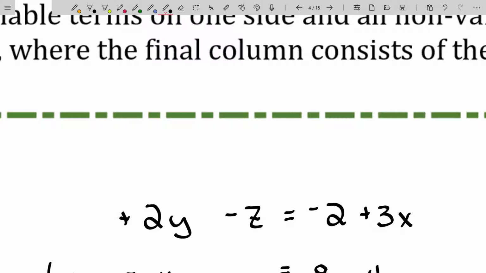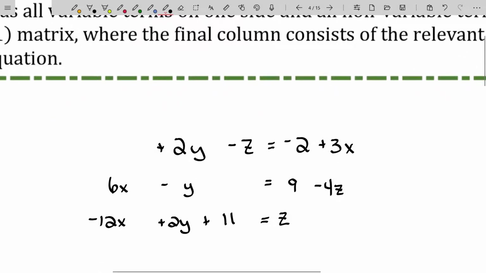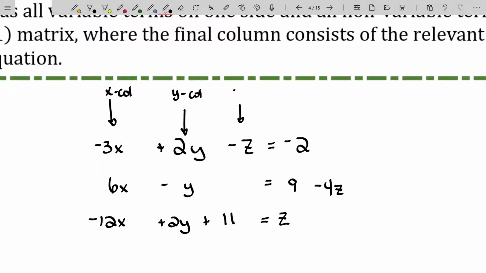So what you start to do initially is just move all terms with variables. I tend to move them to the left-hand side and then leave all non-variable terms on the right-hand side. So I'm going to subtract 3x from both sides here. Notice how I'm stacking them in columns. This is the x column, and this will be my y column. And finally, I'll have a z column here once I'm done moving things around.